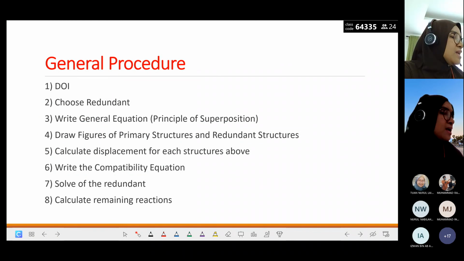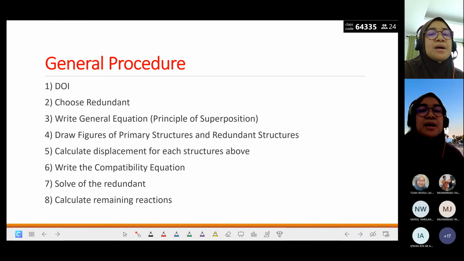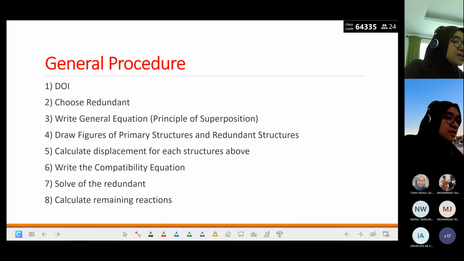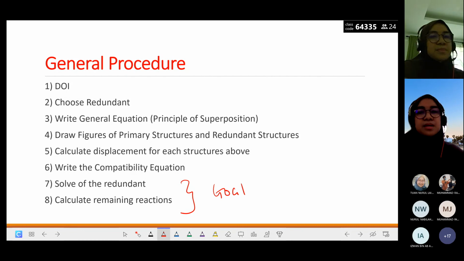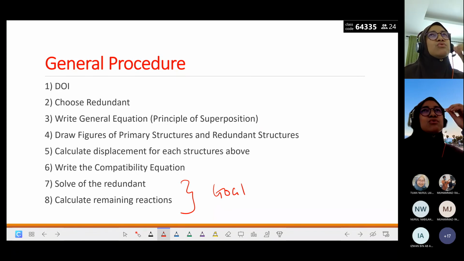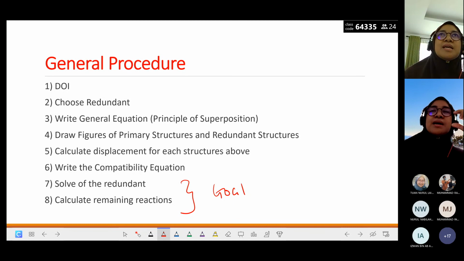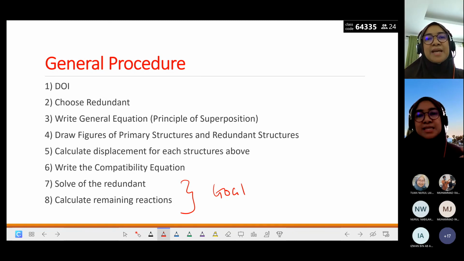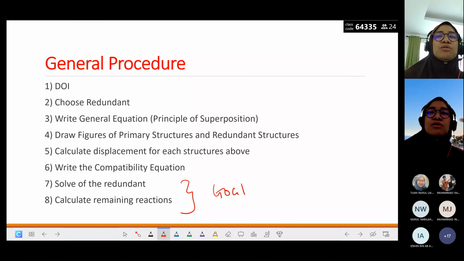I listed here 8 general procedures, but what I want to highlight actually is the two final procedures. These two are actually our goal. That means when you learn the flexibility method, you have to be able to see the final aim first. Degree of indeterminacy, choosing the redundant, all these are actually the process. But we need to have the goal, the aim, first.